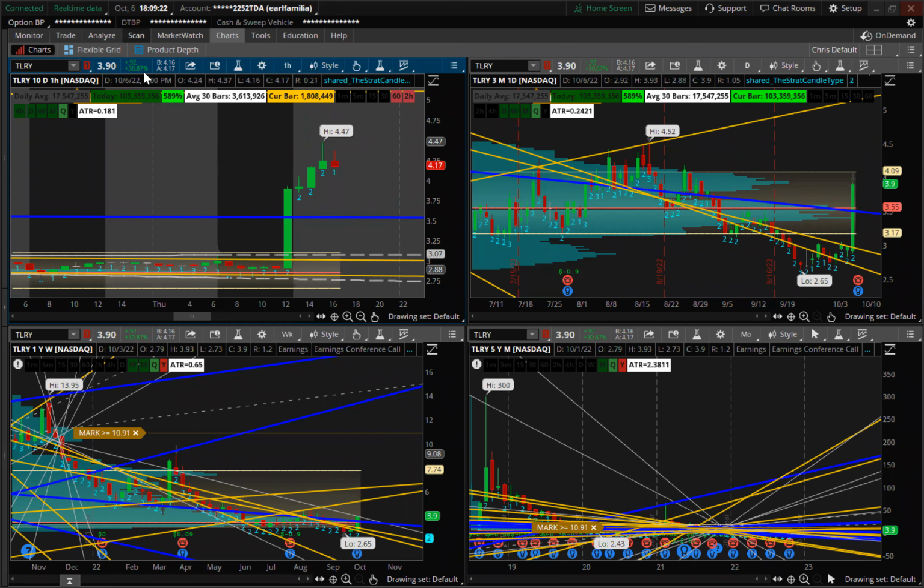Let's check out the next one. They said that looks fire. All right, there it is. Looks like we're just going sideways a little bit. Interesting, it's just holding this level.